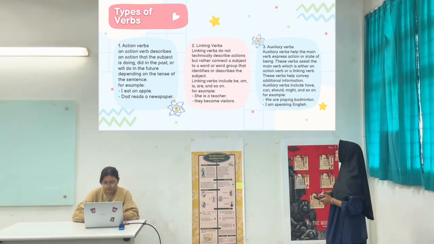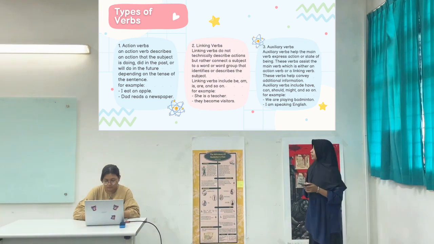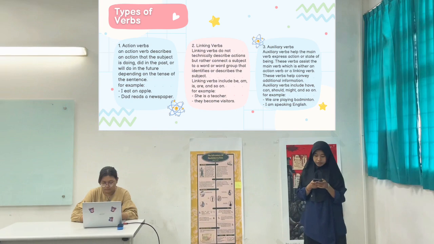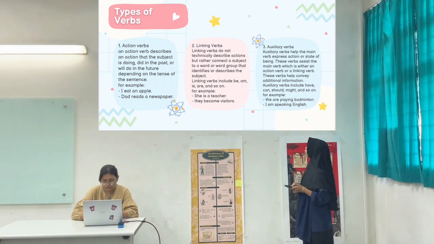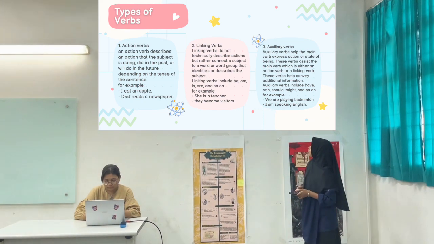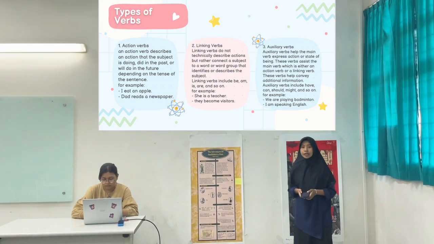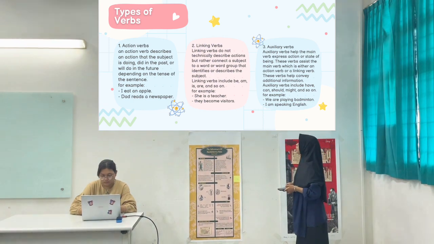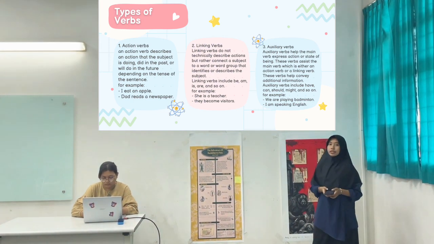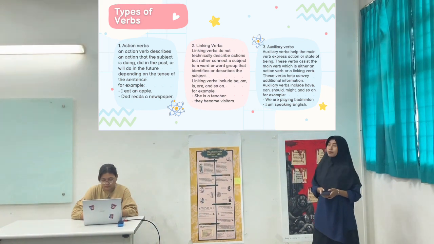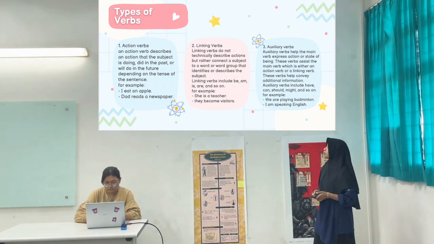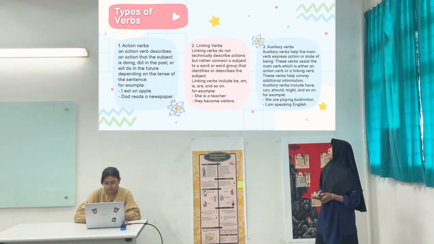The second type is linking verbs. Linking verbs do not technically describe actions, but rather connect a subject to a word or word group that identifies or describes the subject. Linking verbs include be, am, is, are, and so on. For example, the first example, she is a teacher, is a linking verb. The second example is they become visitors, and become is a linking verb.